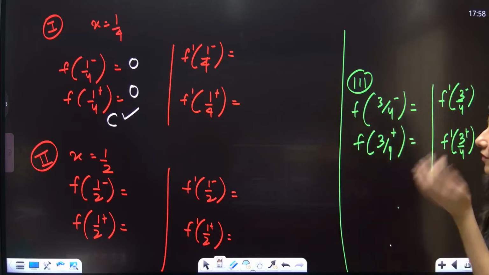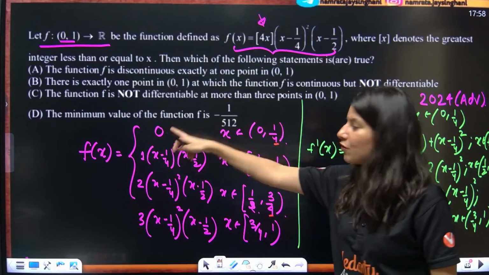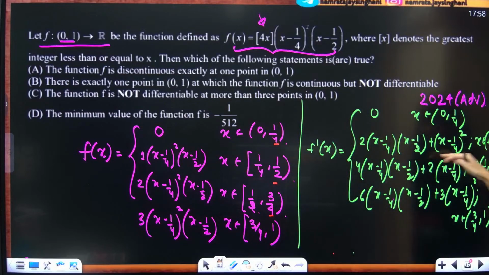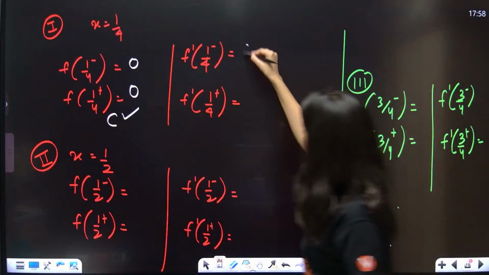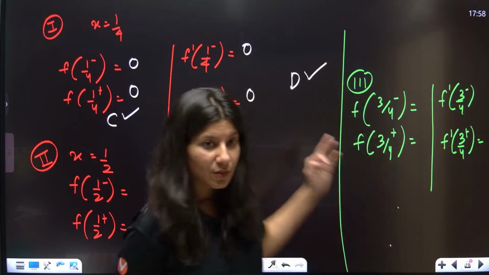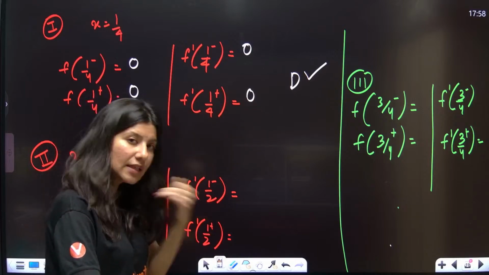Continuity is there. Now f dash 1 by 4 minus and f dash 1 by 4 plus. So f dash 1 by 4 minus is 0. F dash 1 by 4 plus we will get from here. If you put x equals to 1 by 4, this is also 0, this is also 0. So again the derivative is also 0. That means differentiability is also there. At x equals to 1 by 4, the function is continuous as well as differentiable. Okay, got it? That's how we need to do.